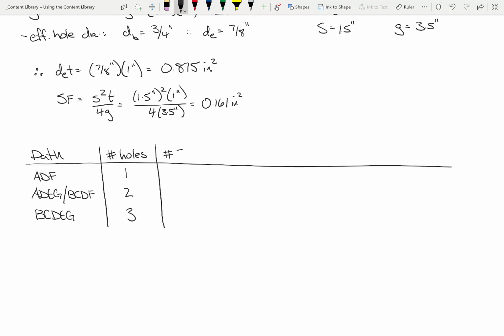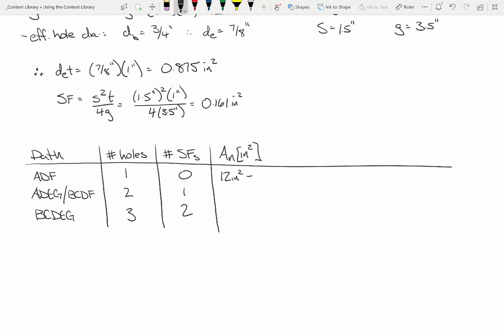And then number of stagger factors, right? Okay. Now how about for each of these paths, we're going to have a net area. So how are we going to get the net area for the first path? Well, how do we compute net area? Remind me. The gross minus the area of the holes. Plus the stagger factor. So what's our gross area again?